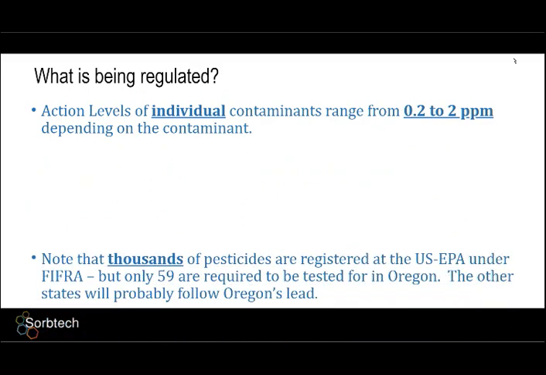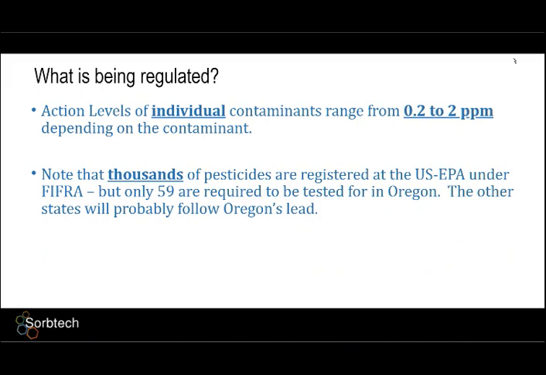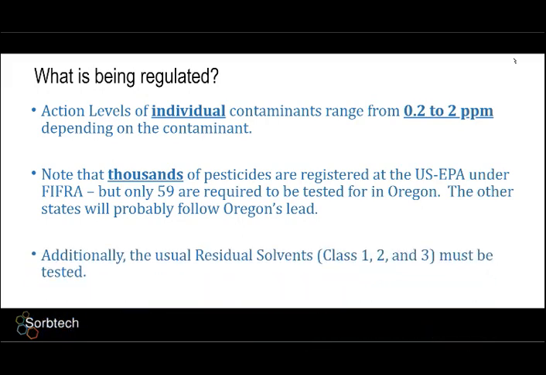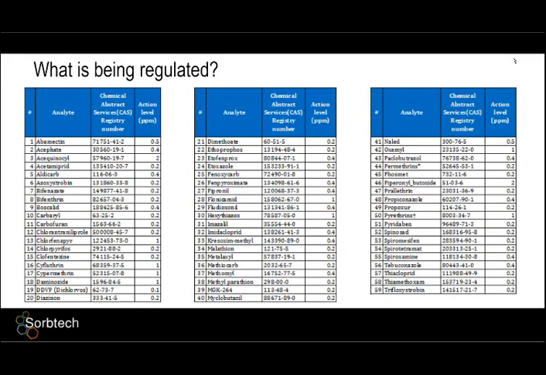Now, there are thousands of pesticides registered at the EPA, which is the agency that administers FIFRA, but only 59 are tested in Oregon. But like I mentioned before, the other states will probably follow their lead. Additionally, you have to test for the usual residual solvents, which we're going to get into in just a little bit. And here's the list of substances. I'm not going to attempt to go through all these one by one. Just note that these are all well-known substances, heavily used, which is why they're being regulated.